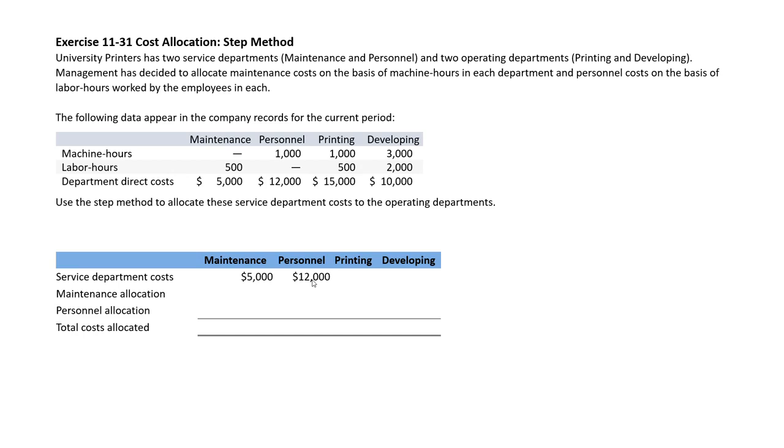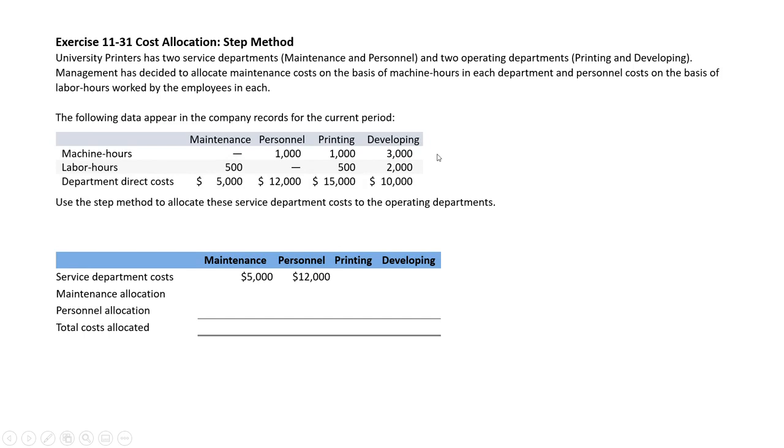Our starting off point, our first step, is isolating that service department that provides the most work or efforts to the other service department. And whichever department that is, whether it be maintenance or personnel, we're going to first allocate its cost to its fellow service department and the operating departments. And once that is done, we move on to our second department, that now has a portion of the other department's service costs allocated to it, and allocate it to our operating departments. So it's going to be a two-step process.